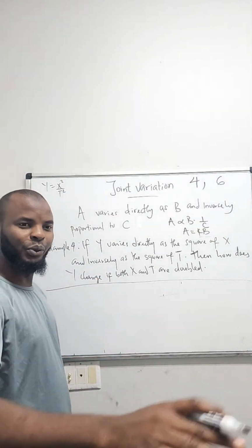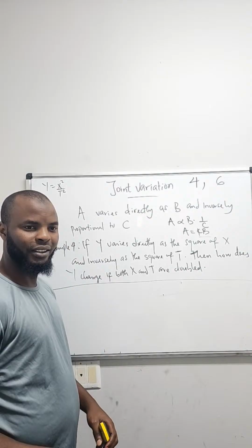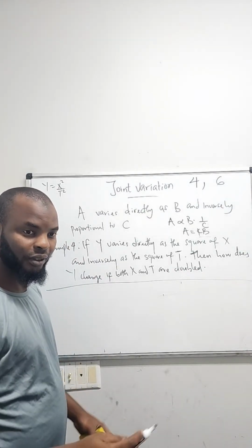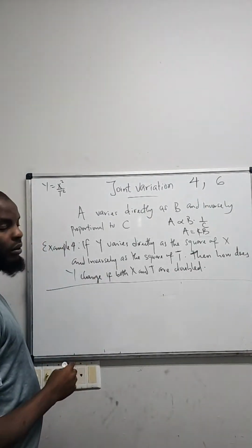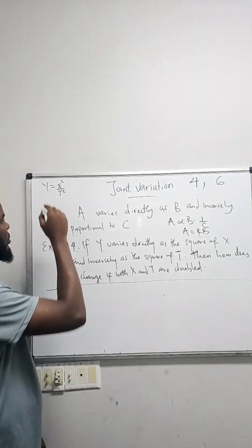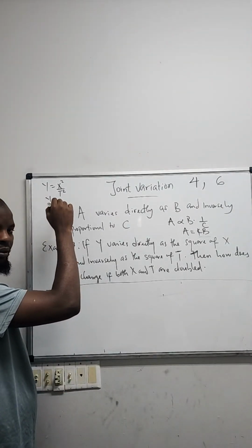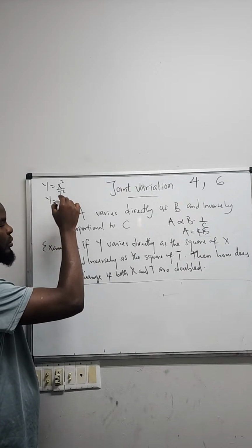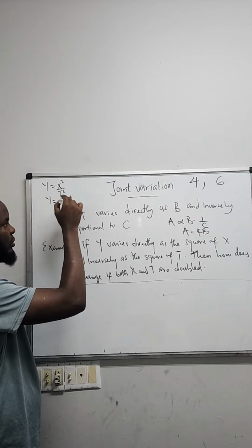You have 2 more minutes to do it. Take your time, Manu. Okay, I think you've done it too? Let me see. I think that's y equals k x squared over t squared.